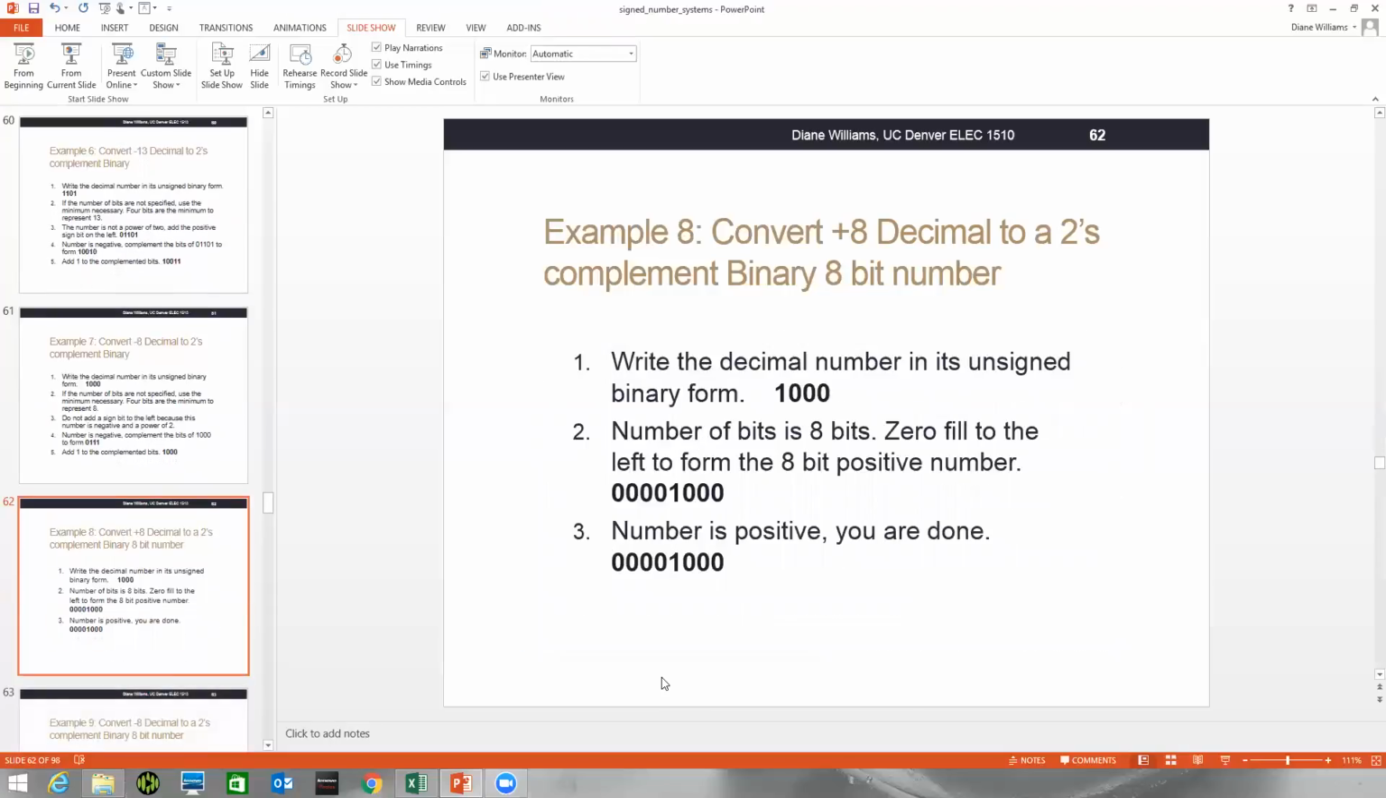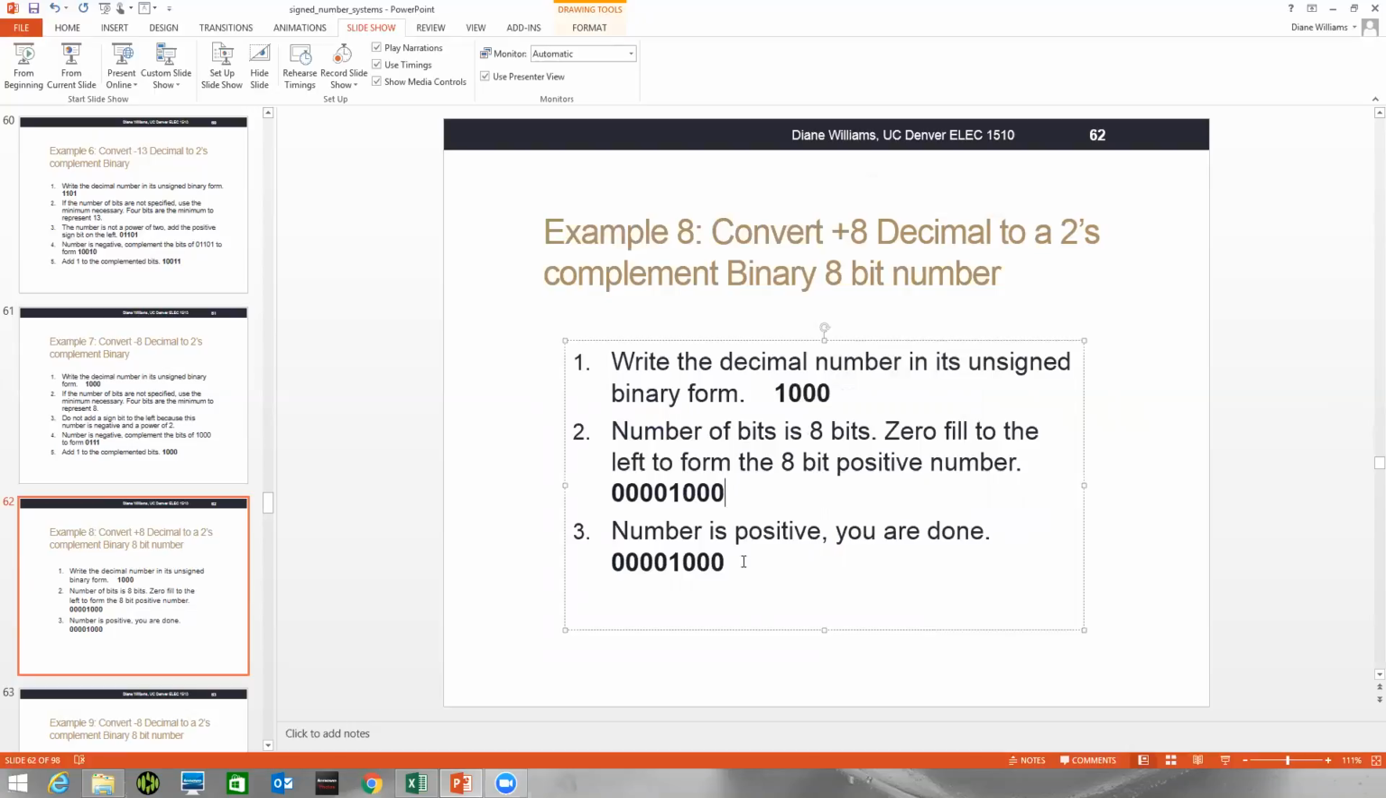Now let's see what we do when we have the number of bits specified. We want to convert plus 8 base 10 to a 2's complement binary 8-bit number. We write the decimal number in its unsigned form. There's our 8. The number of bits is 8, so let's 0 fill to the left to form an 8-bit positive number. This is the sign bit. The sign bit is a 0, so it's positive. So there's positive 8 in its 8-bit form.